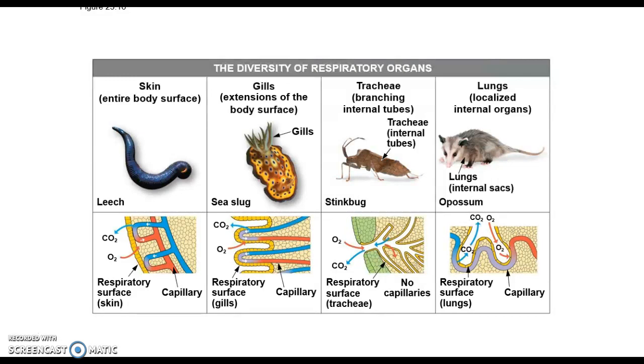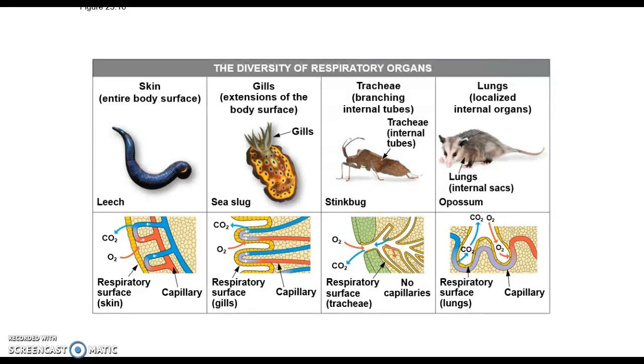For example, a leech or an earthworm exchanges directly through its skin. Sea slugs are an example of an organism that uses gills to get oxygen from water. Fish is another example, or invertebrates like lobster or shrimp also use gills. Bugs use these branching tube-like structures that go along the sides of their bodies, and then more complex animals, including humans, use lungs.